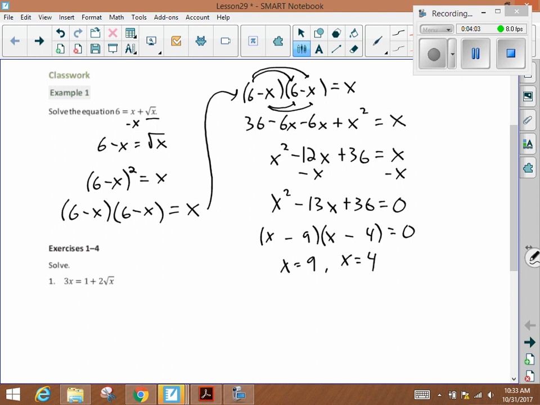And why do I say possible solutions? Because they're not really solutions until I check them. So I'm going to go ahead and check 9 over here. So 6 equals 9 plus the square root of 9. So what am I saying? I'm saying 6 equals 9 plus 3. That's not good, right? No. So that would mean this one is extraneous.